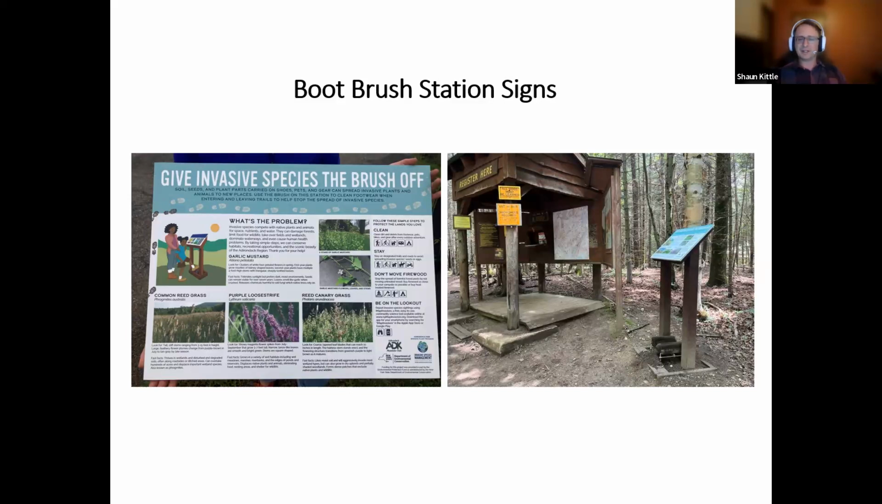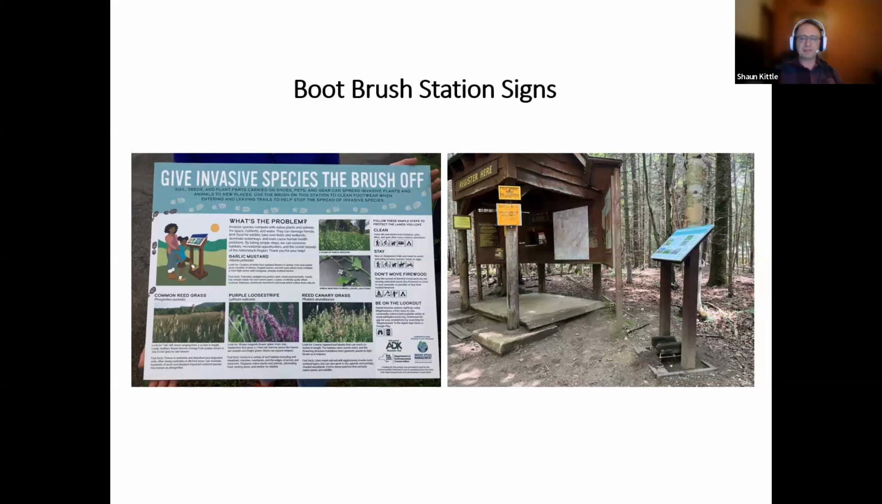The boot brush signs and the boot brush stations are really important. They're located around the park at various trailheads and parking areas, and they provide a simple, easy way for people to clean their boots off before and after a hike. And this is important, and we're going to get into some of this a little bit later here, but this is important because invasive plant materials, including stems, leaves, and seeds, can easily be transported to new areas on people's hiking boots. So it's really important for folks to clean their boots before and after a hike, just to be extra careful that they're not inadvertently spreading something to a new area.